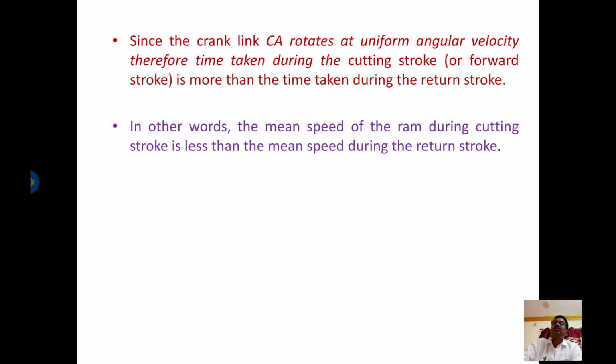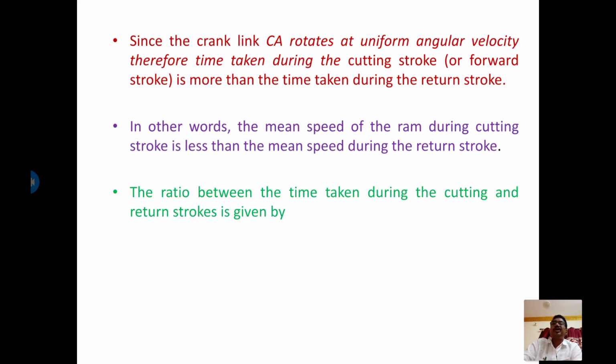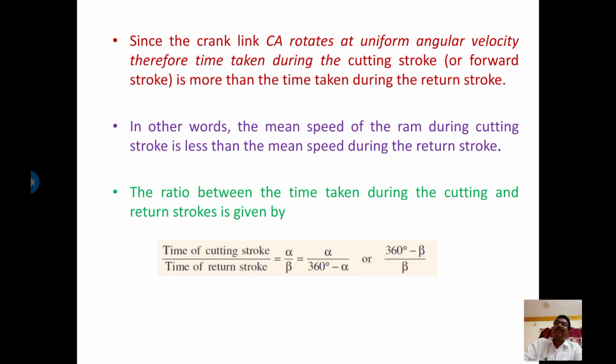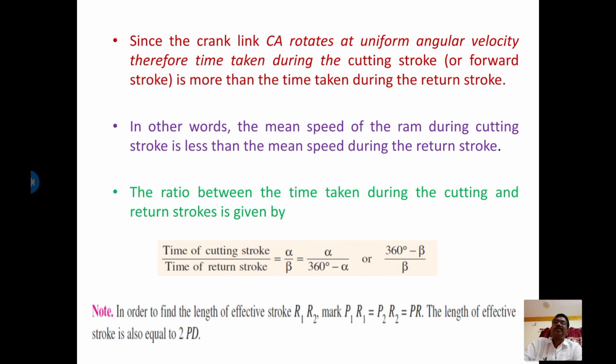In other words, the mean speed of the ram during the cutting stroke is less than the mean speed during the return stroke. So the ratio between the time taken during the cutting and return strokes is given by alpha by beta, or alpha by 360 minus alpha, or 360 minus beta by beta. Now, in order to find the length of the effective stroke R1R2, mark P1R1 or P2R2 equal to PR. The length of the effective stroke is equal to 2 times PD. In this way you can calculate the values.